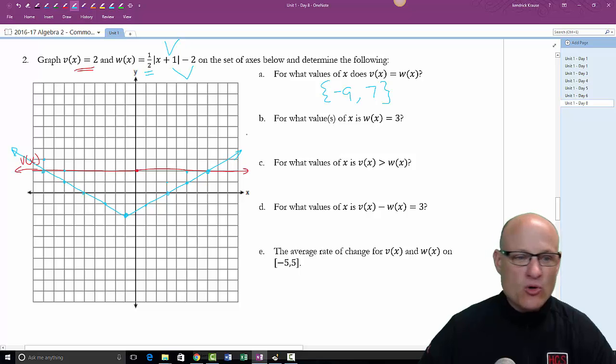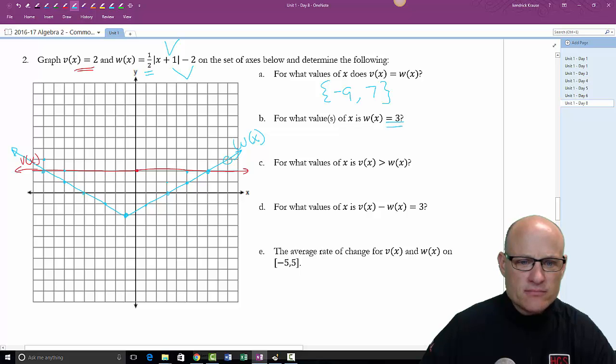When does W, I didn't label these things. Oh, wait, yeah, I labeled that one. So this is W of X. When does W of X equal positive 3? It equals positive 3 here, and it looks like it's going to equal positive 3 over here somewhere. Where is that? Like negative 11? So at negative 11 and 9.